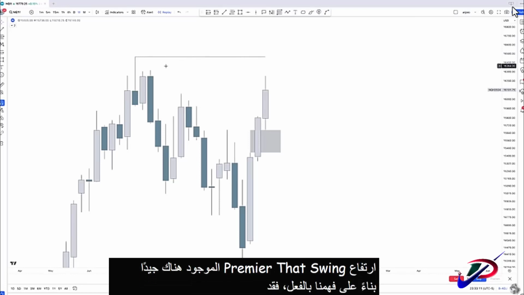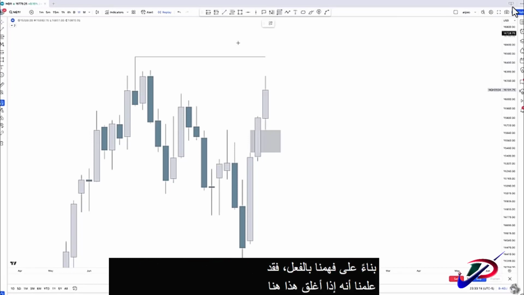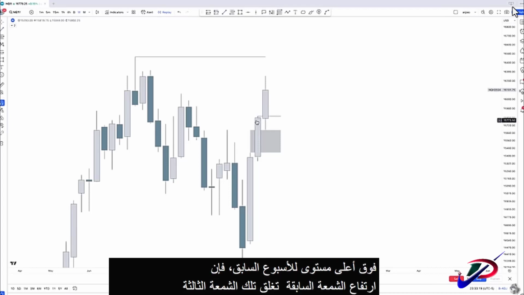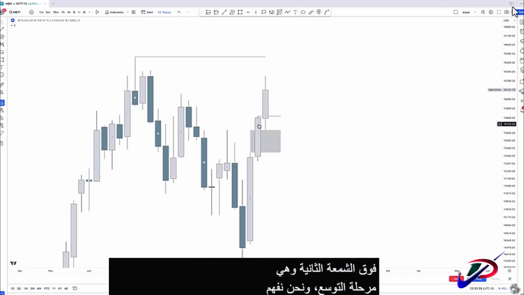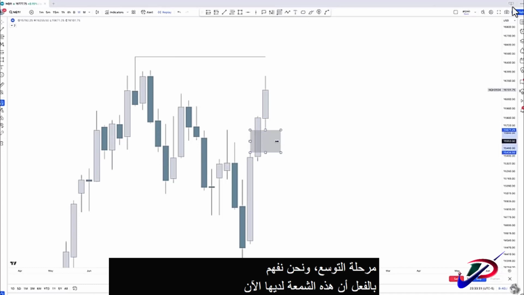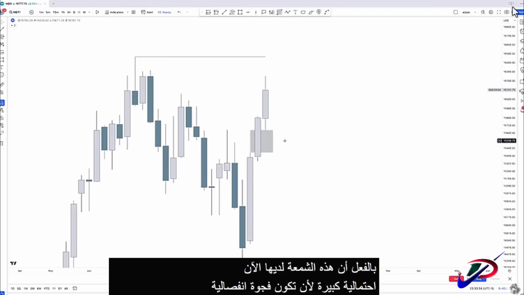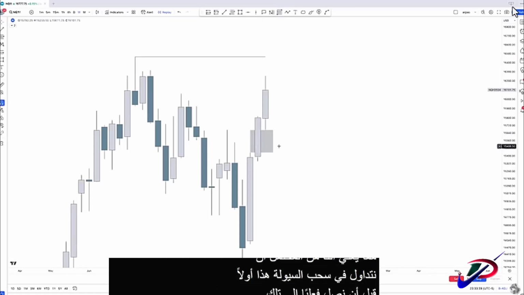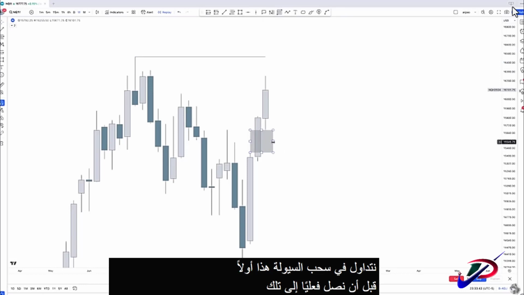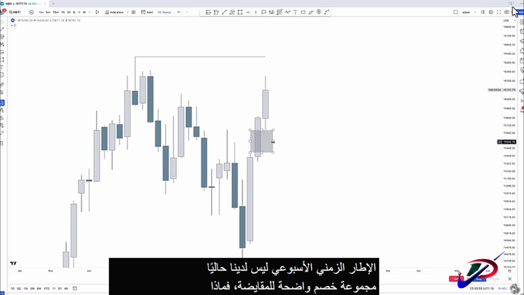Well, based on our understanding already, we knew that if this right here closes above the previous week high, the previous candle high, that third candle closes above the second candle, which is the expansion phase, we understand already that this now has a high probability of being a breakaway gap, meaning that we are likely going to trade into this draw on liquidity first before we actually reach for that breakaway gap. Meaning that on the weekly time frame, we currently do not have a clear discount array to trade off of.